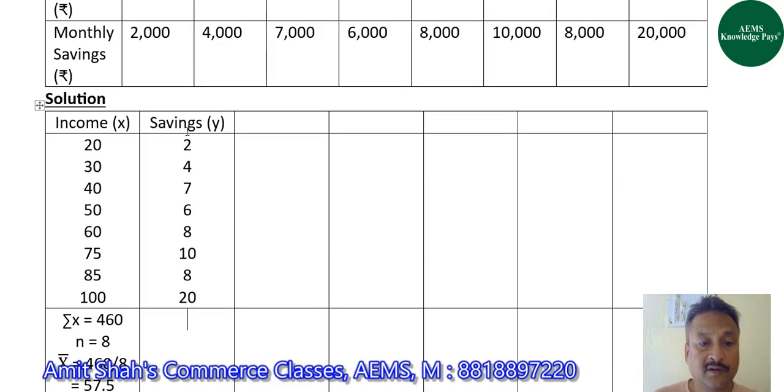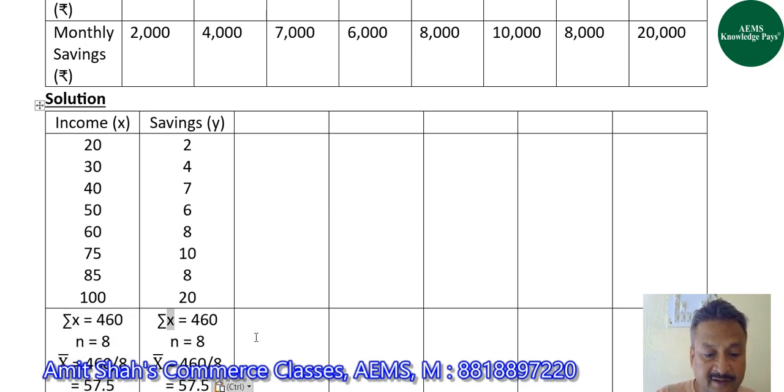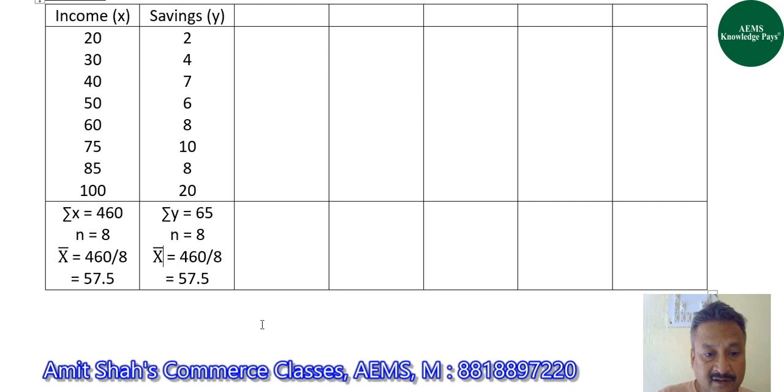The same I am doing for savings, the other variable. 6, 7, 13, 19, 27, 37, 45, and 65. The summation Y here is 65. N is 8. So Y bar is 65 divided by 8, that is 8.125.